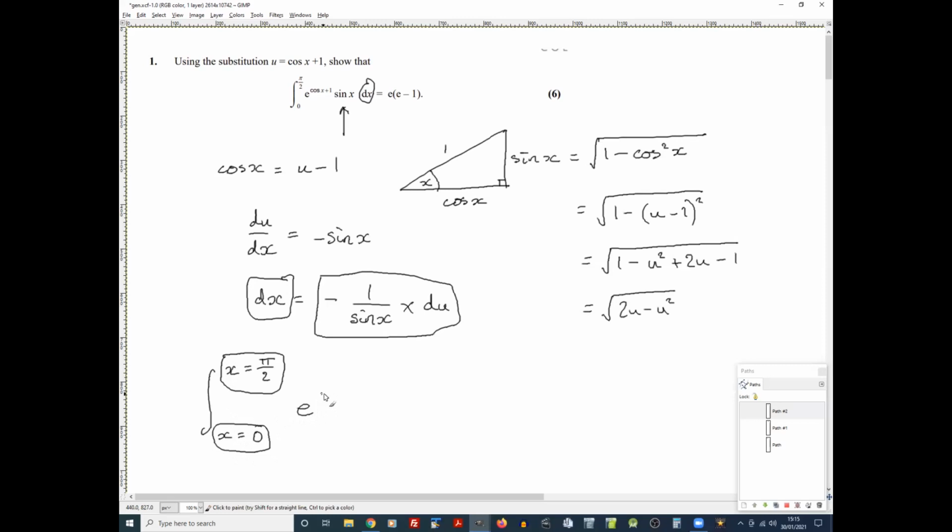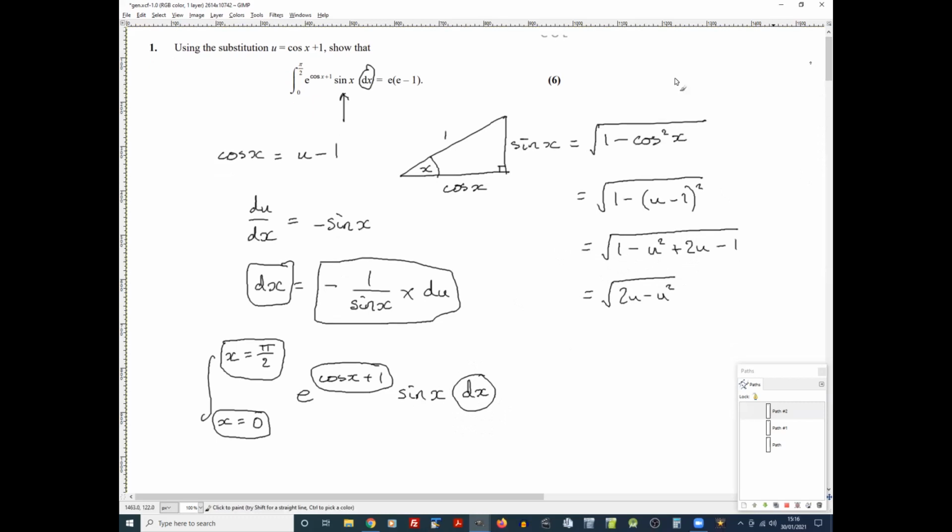And then we had e to the cos x plus 1, but we know we're going to be able to replace that with u minus 1. Well, cos x plus 1 is just u. Oh, I see. Yes, we could replace the cos x there with u minus 1 and then add 1. So we're back at u. The sine x, I did think about replacing that, but I've changed my mind. But what we are going to replace is the dx.